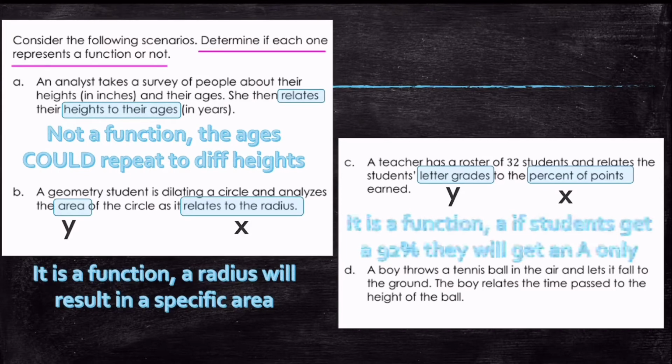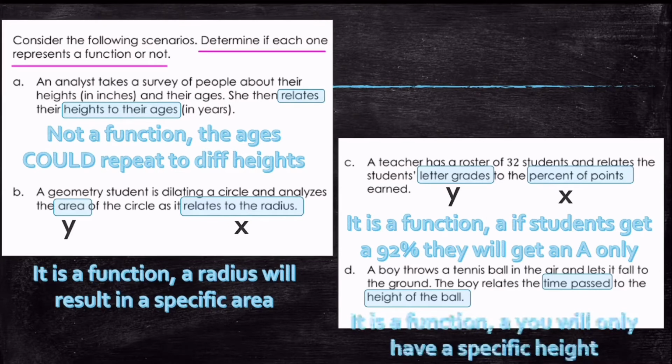Okay? Last one is a boy throws a tennis ball in the air and lets it fall to the ground. The boy then relates the time passed to the height of the ball. Okay? So think about this. What do we have here? Well, as time passes, the height of the ball is going to change. You can't keep the same height over the same amount of time. So this one is a function. You'll only have a specific height at a specific time. Okay?